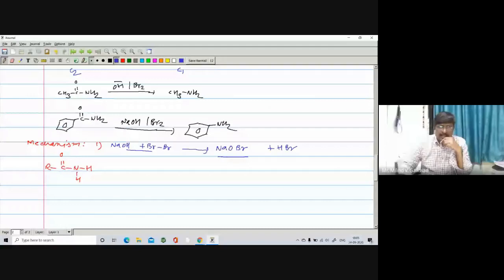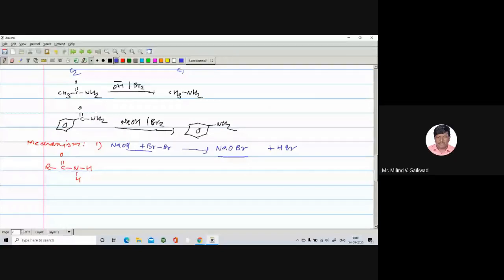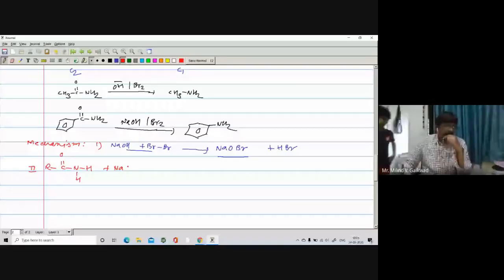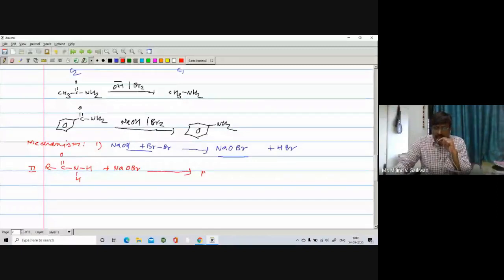Now the second step. In the second step, this NaOBr, sodium hypobromite, is one of the important brominating reagents. So the hydrogen is replaced by Br. It undergoes bromination. So there is a formation of such a type of N-bromoamide.